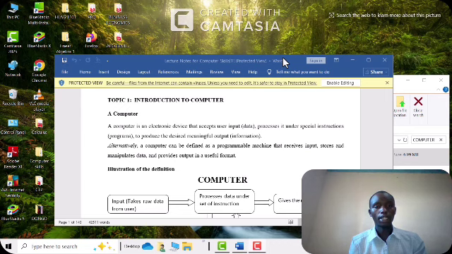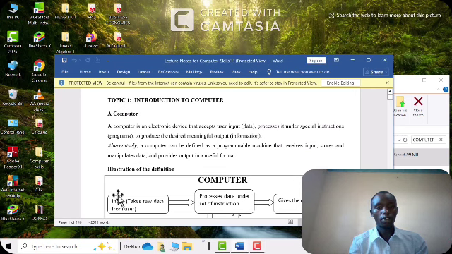A computer is an electronic device that accepts users' input data and processes it under special instructions to produce the desired meaningful output or information. You can also define a computer as a programmable machine that receives input, stores and manipulates data, and provides output in a useful format. So those are the definitions of a computer.